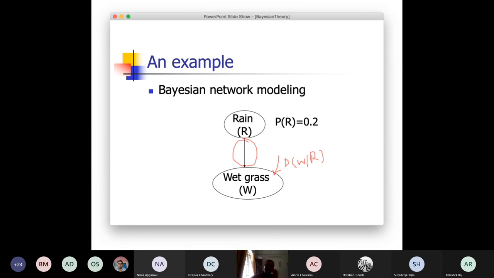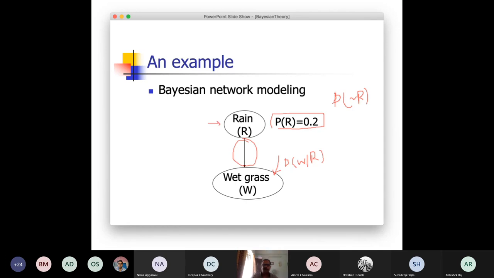Anyone? Say, how many probability values are required? What are the conditions? So you can see 4. Yes, but you can see there are redundancies. Since I have represented the probability of rain, I do not require to represent the probability of not rain, because they are complementary. There are only two values. So if the probability of rain is 0.2, the probability of not rain is 0.8. That is implied. So I need only one value to represent this probability distribution of rain.